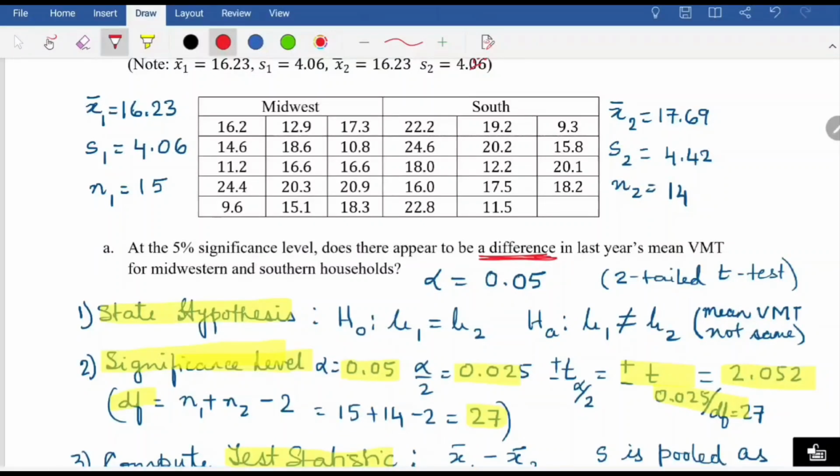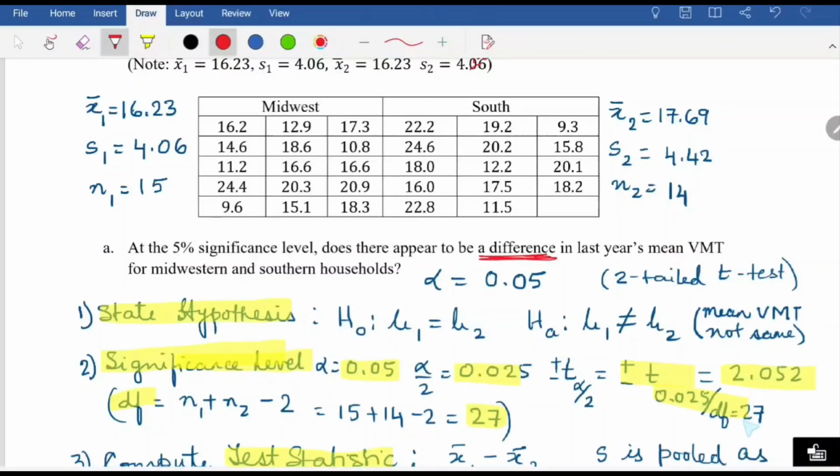Then number 2 is to state the significance level. Alpha is 0.05, but because it's a two-tailed test, it's going to be split into 2. So alpha divided by 2 is 0.025. Once we have our alpha by 2 and we know it's going to be a t-test, you can go ahead and find your critical value. So plus or minus t of 0.025.